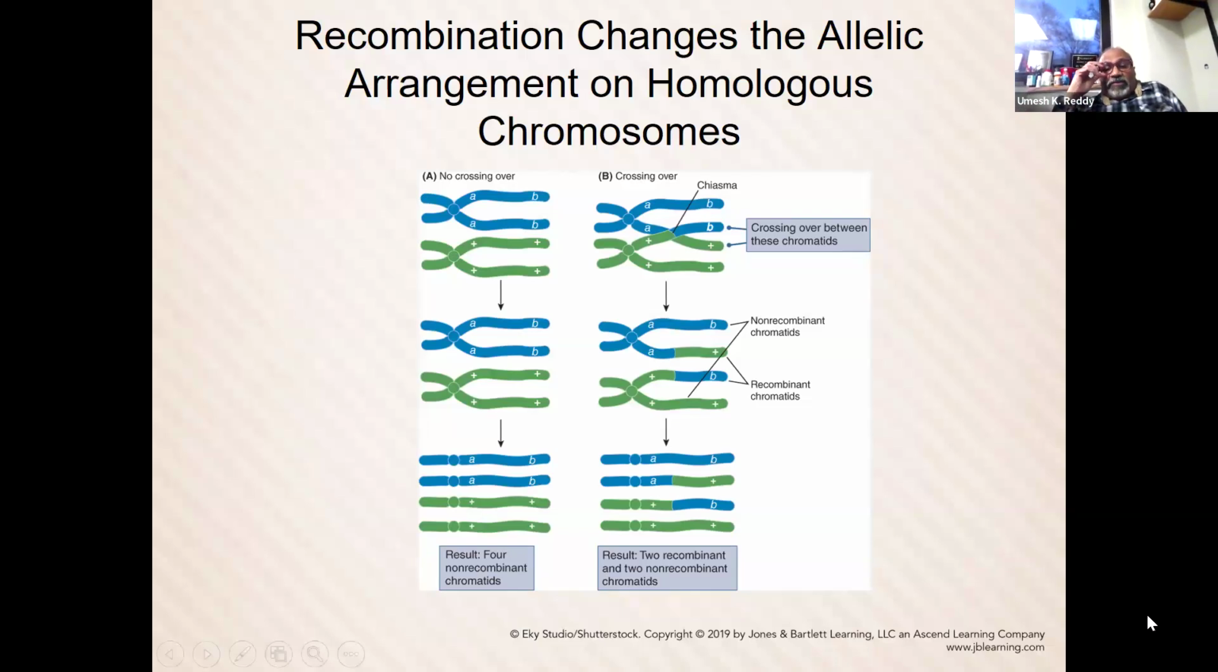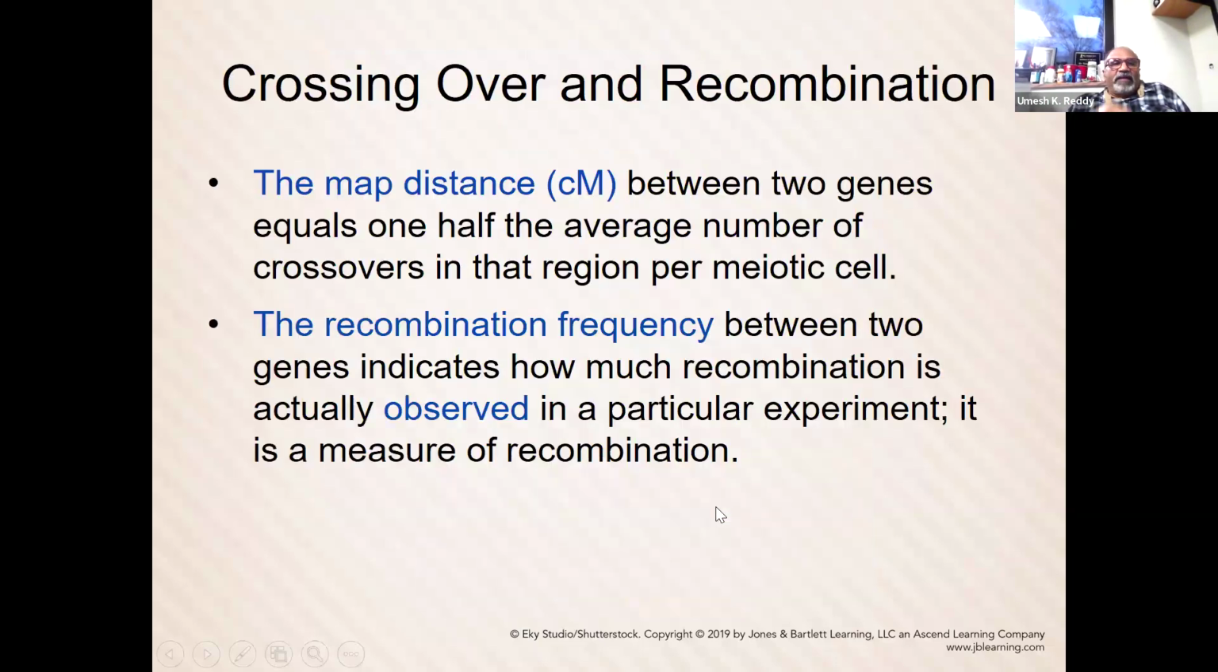Okay. So once the recombination happens, we have the chromosomes that are mixed up with green and blue. The map distance, we know how to measure it, but we need to understand the recombination frequency. How can we measure the recombination frequency? We need to have a test cross. When a heterozygote is crossed with a homozygous recessive one, we can see in the segregation whether they are freely recombining or not.